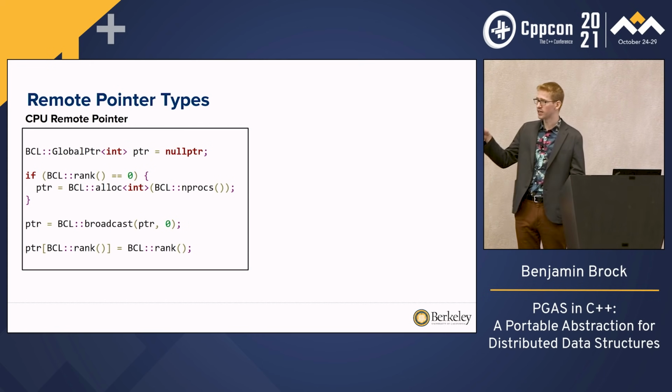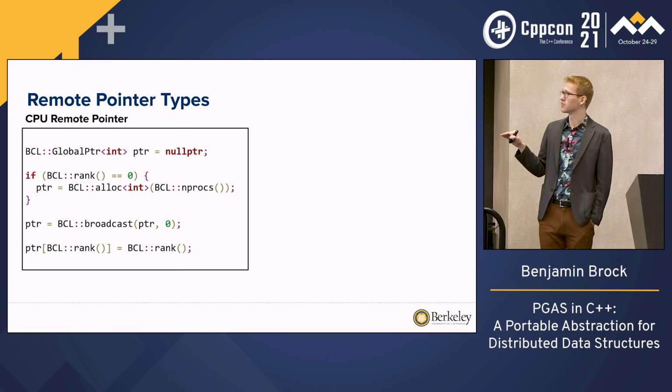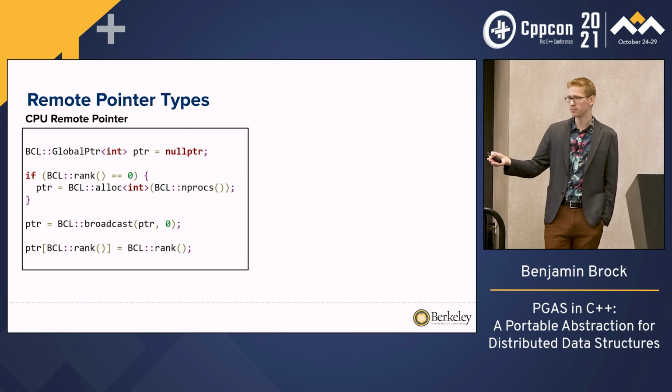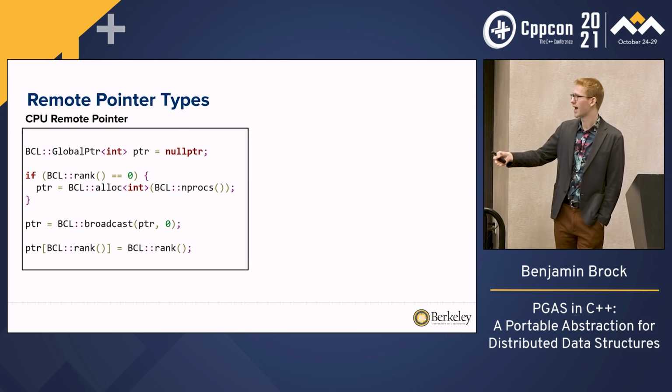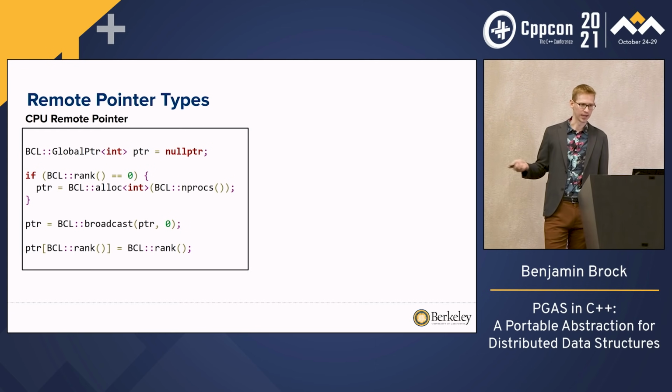Okay, so to remind everyone, when we had a pointer to remote memory which was living on the CPU, we could allocate some memory on a particular node, broadcast that pointer so that all of the nodes have the ability to access it, and then we could go and write into that pointer.